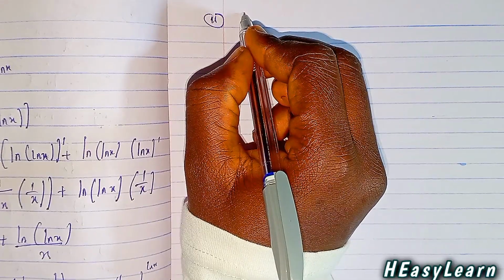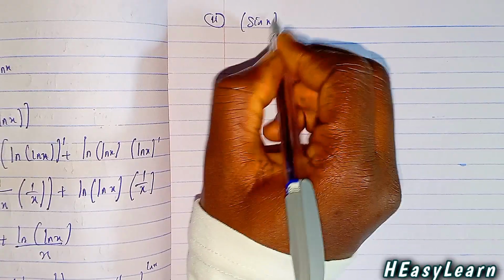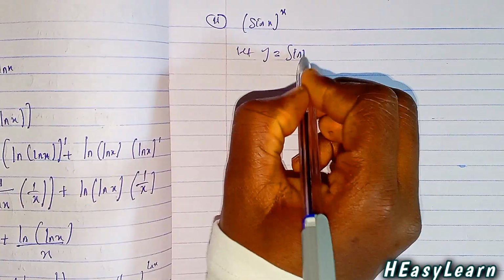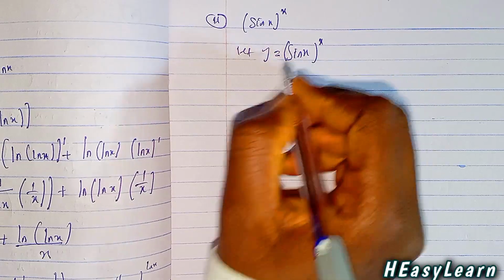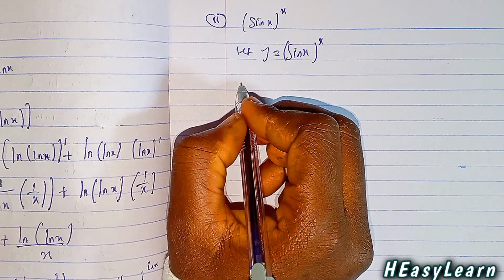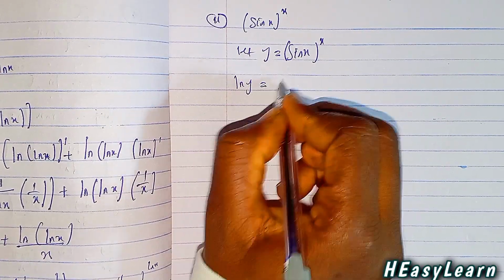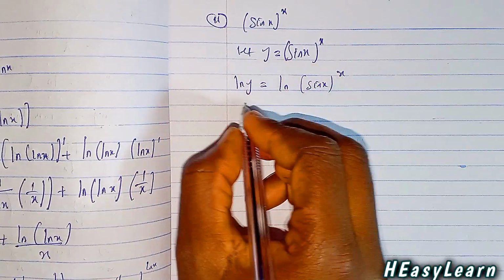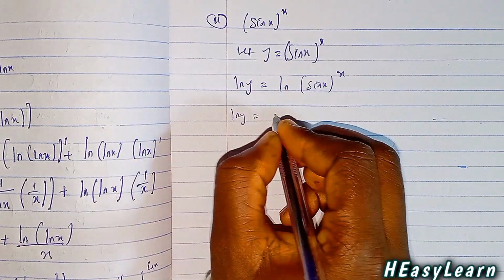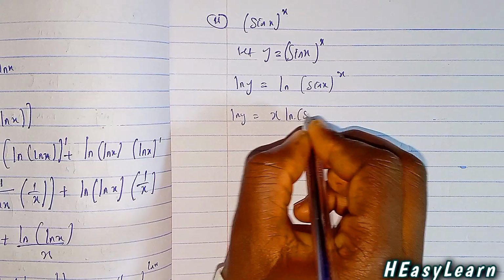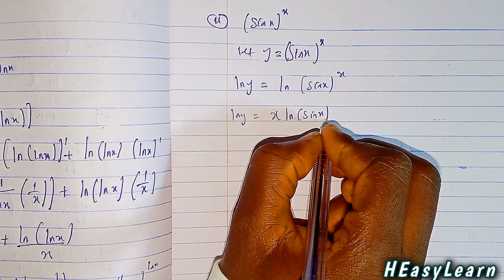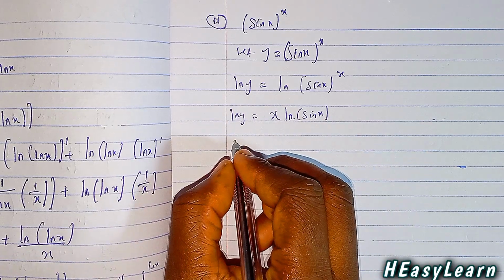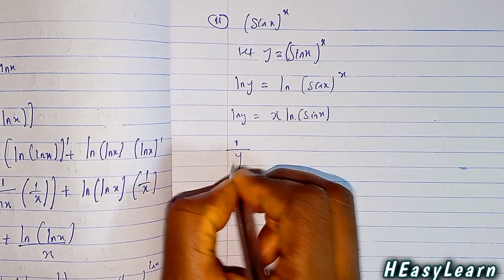So what is going to be the differential of sine x to the power of x? Let y equal sine x to the power of x. In this case, take ln of both sides. ln y equals ln sine x to the power of x. ln y is equal to x ln sine x. So this is what is called an implicit function. Differentiate both sides with respect to x implicitly.